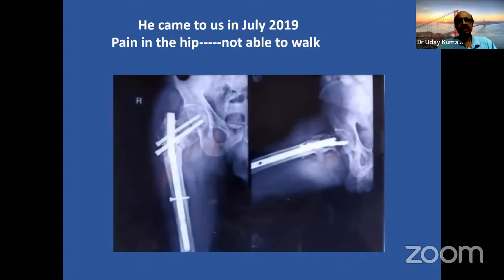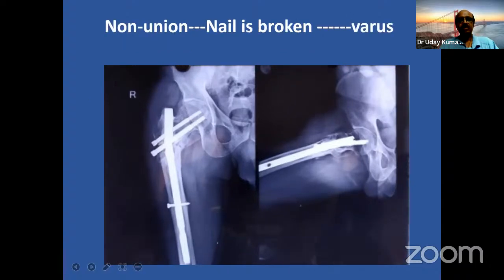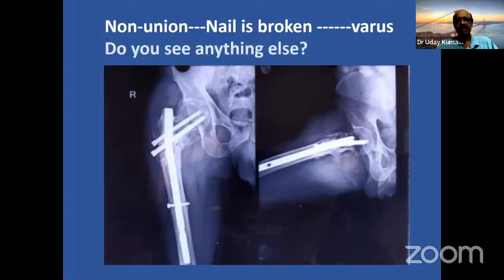So this was the X-ray when he came to us, as Professor S. Kulkarni has predicted. There is a break of the nail. So this was the problem. He had a non-union subtrochanteric fracture. The nail is broken and the hip is in varus. Do you see anything else, sir?